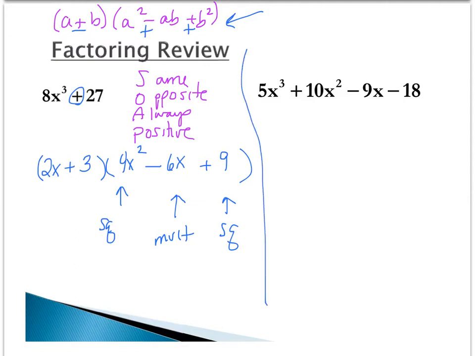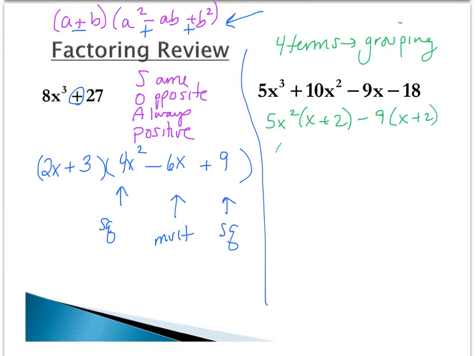If we look at the problem on the right, this problem has 4 terms. Whenever your problem has 4 terms, then that means you want to try to use a grouping technique. And grouping is similar to what we did on our trinomial problem on the last slide. So if I look at my first two terms, I can pull out a 5x squared. And if I look at my next two terms, I can pull out a negative 9. And that gives me 5x squared minus 9 times x plus 2. Now, if this were to factor further, we would have to factor that again.